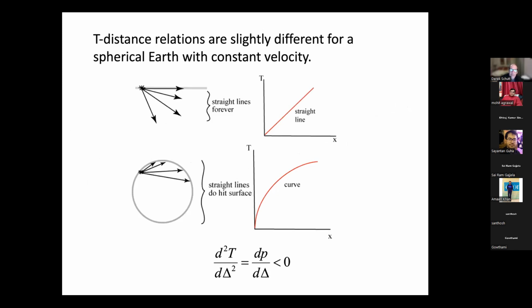Now, travel time distance relationships are slightly different for a spherical Earth. Say we have a flat Earth with a constant velocity. We just see a TX diagram that looks like this. However, in a spherical Earth with a constant velocity, straight lines do hit the surface, and they hit the surface at shorter and shorter times as you go to greater and greater x. So what this means is d squared T d delta squared, which equals dp d delta, is less than 0. So the second derivative of this slope is going to be less than 0.